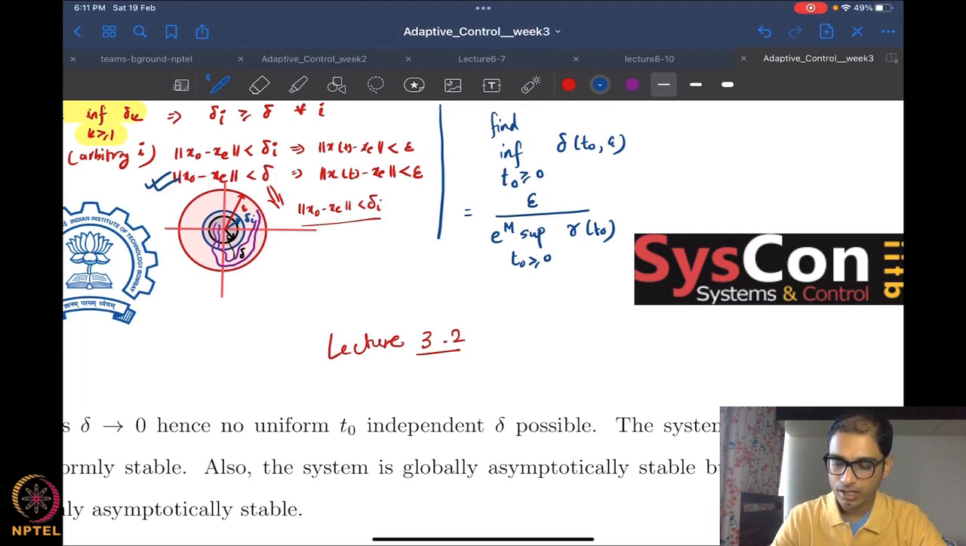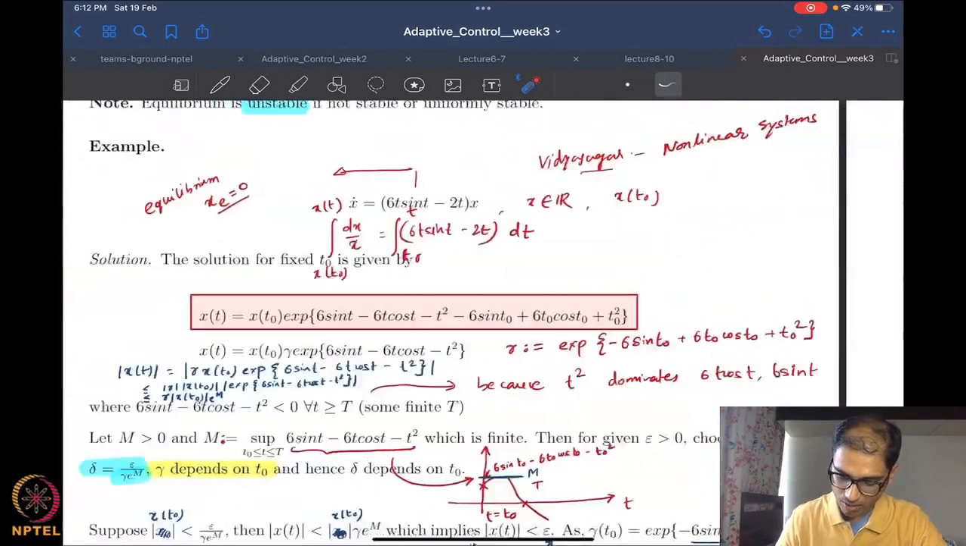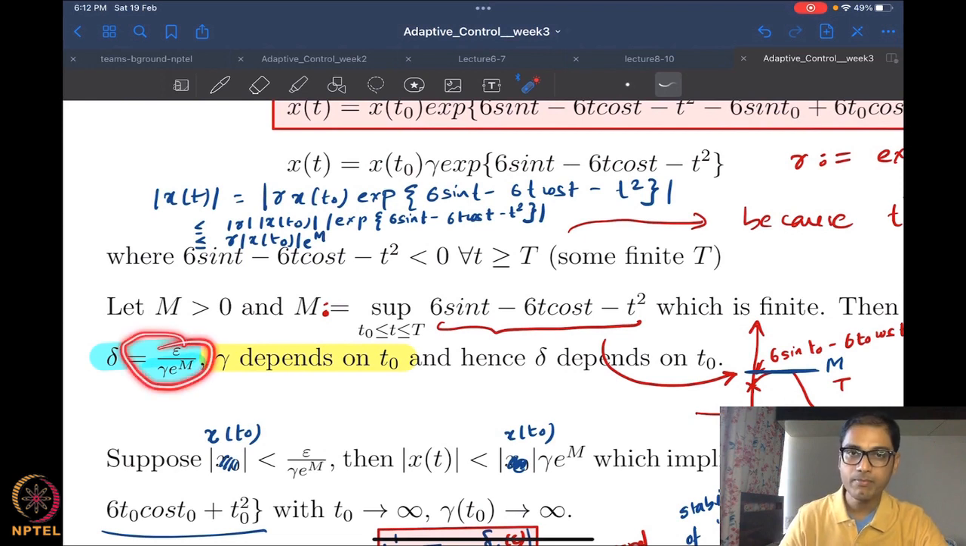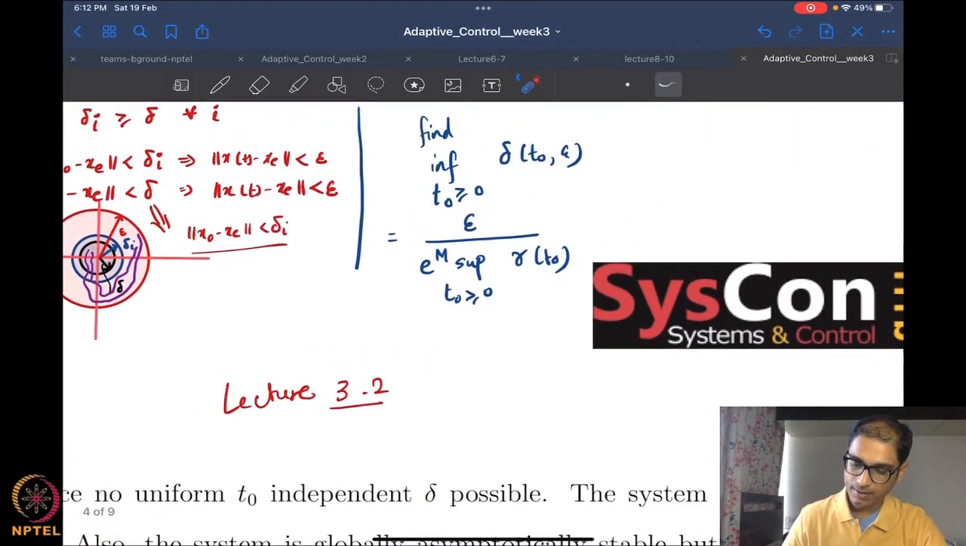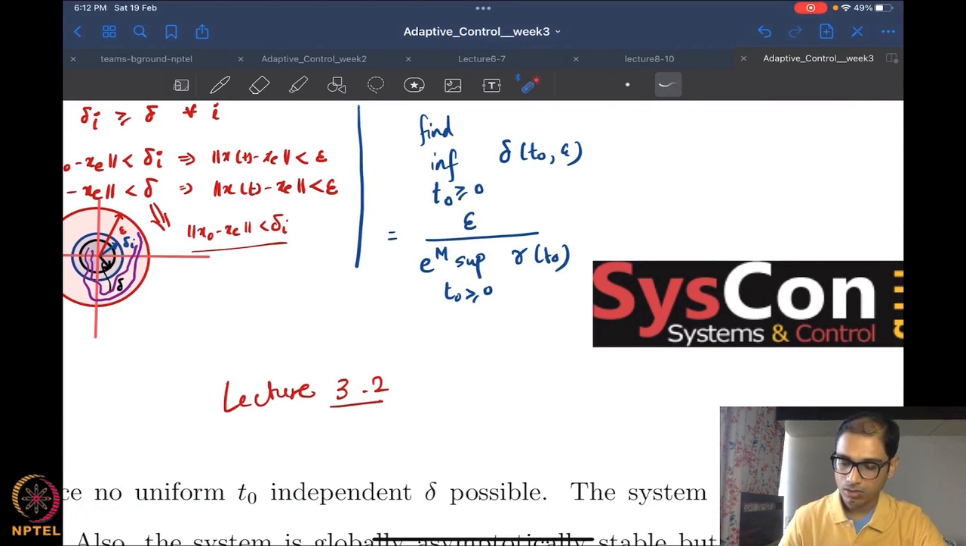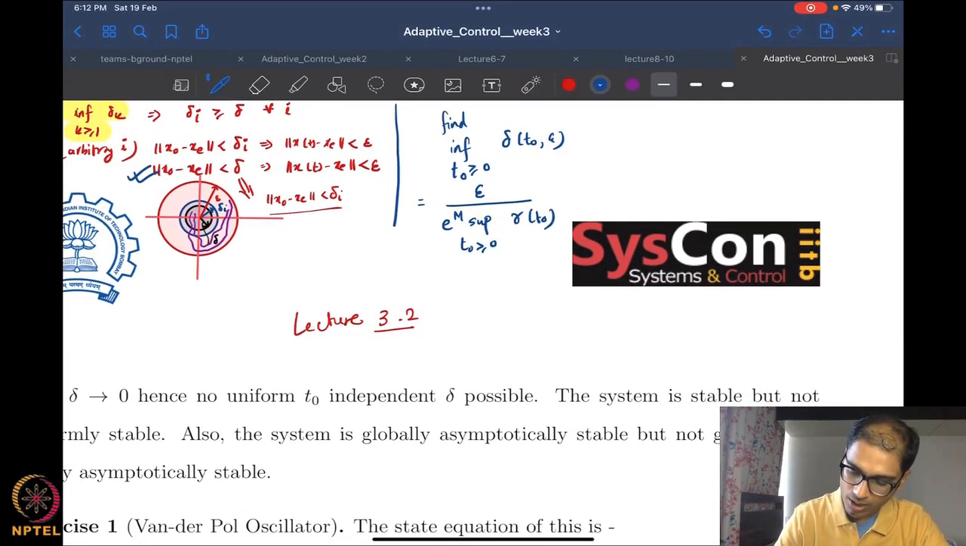I hope you agree, right? Because the delta we computed was epsilon over gamma em, and gamma was the only quantity bringing in the initial time dependence. Now if I want my smallest delta, I would need my largest gamma, right? Because gamma is in the denominator, so it's an inverse relationship. So therefore, this makes sense. I need to find my largest gamma. So, what is the largest gamma? Let's see. Sup over t0 greater than or equal to 0.